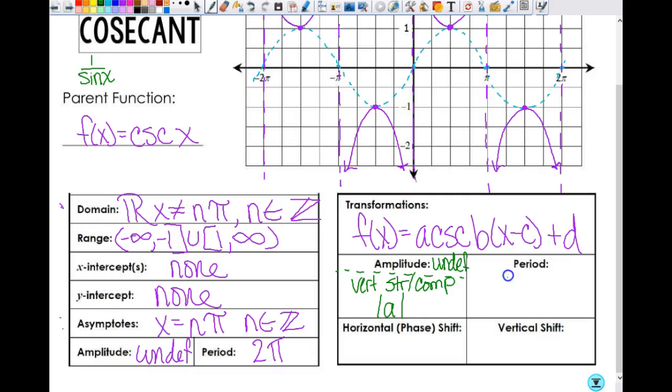The period is 2 pi divided by the absolute value of b, so you treat it exactly the same way you did for sine and cosine. This is still c, and this is still d, something you should know even if we're not going to graph any of them, okay? All right, we good? All right, so let's look at secant.